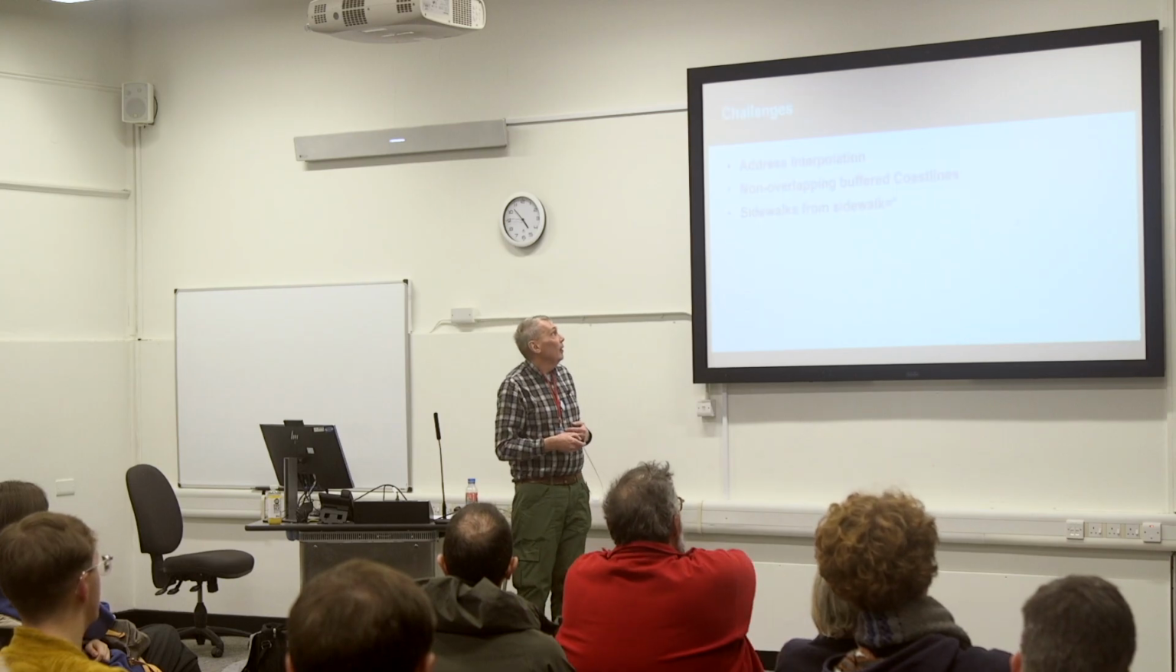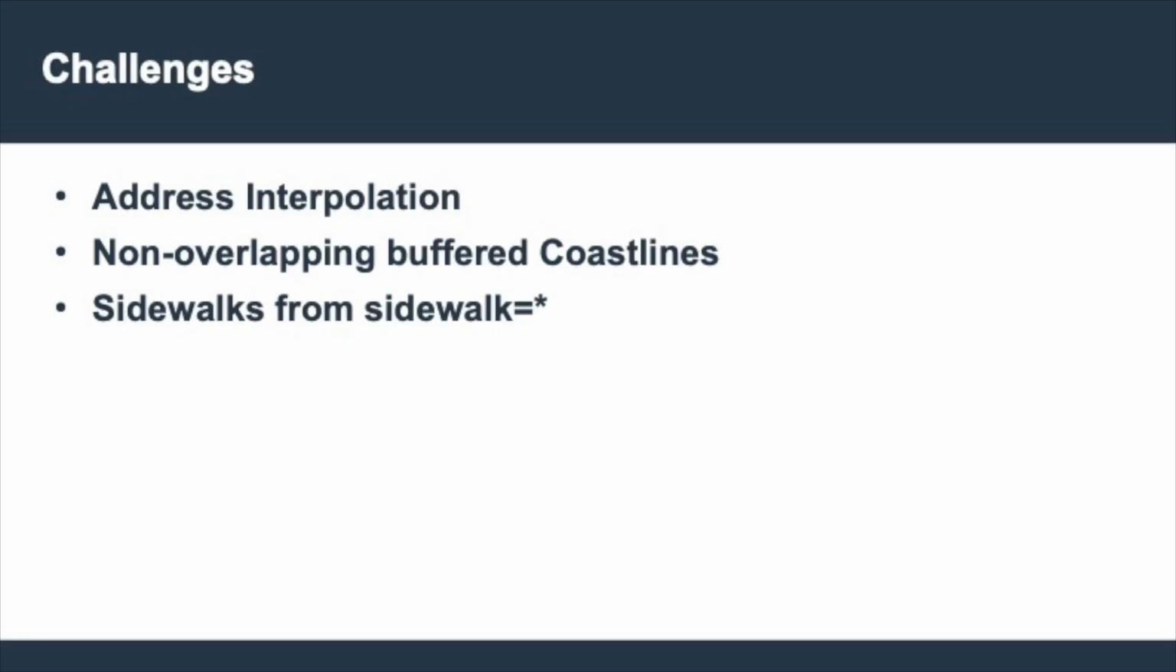So I'll just leave you with 3 challenges. Can you interpolate addresses from a very restricted number of addresses along a road? For instance, if you've got the shops with their addresses mapped, can you predict all the other house numbers?